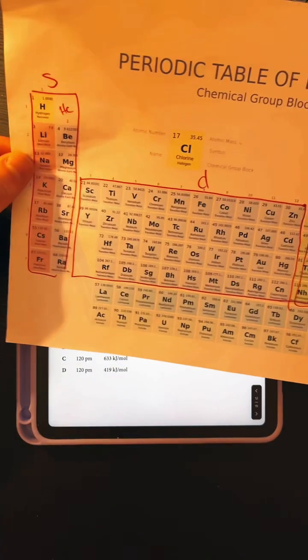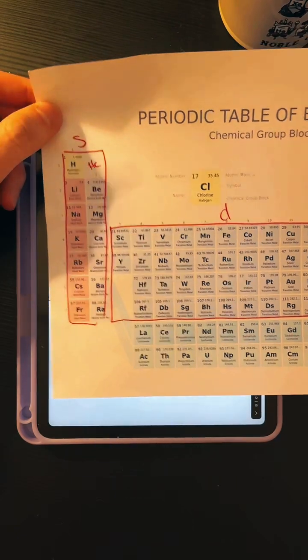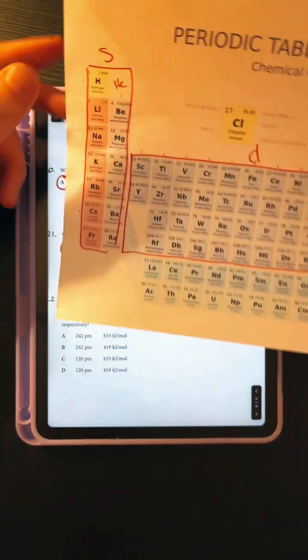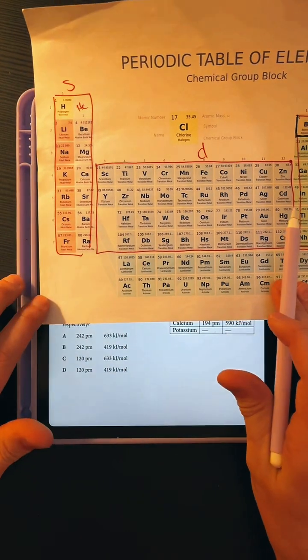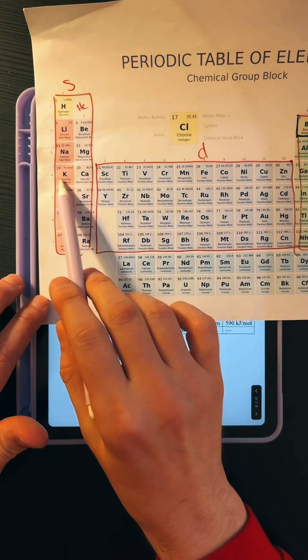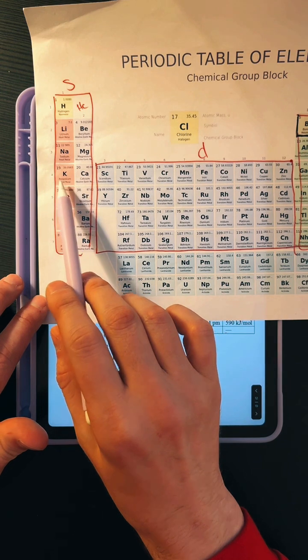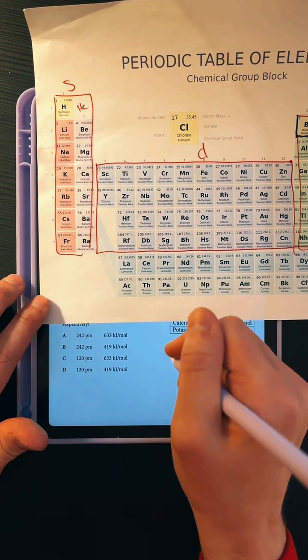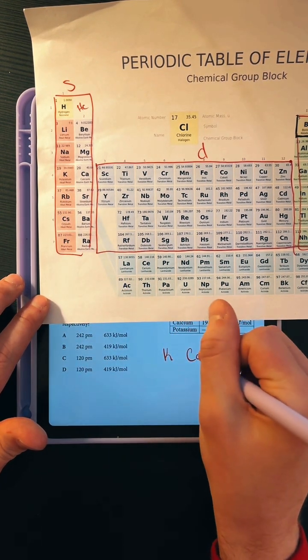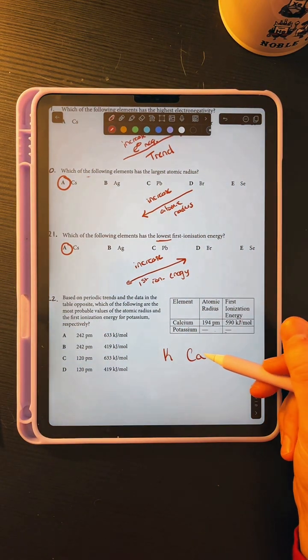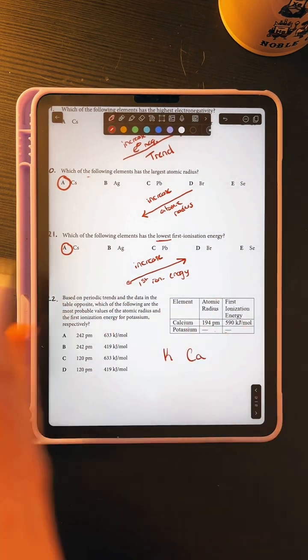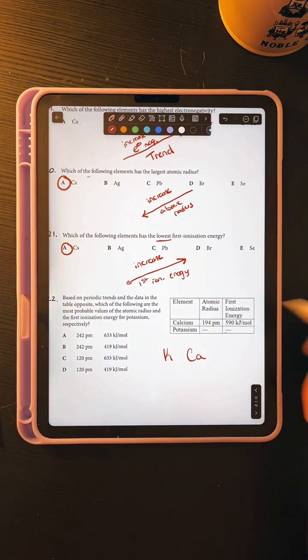So let's figure out where those two are. We have calcium and potassium. Calcium is right here, and potassium is right here. I'm just going to draw this down here. So potassium and calcium. They're in the same row, and potassium is further over. So it goes potassium, then calcium.